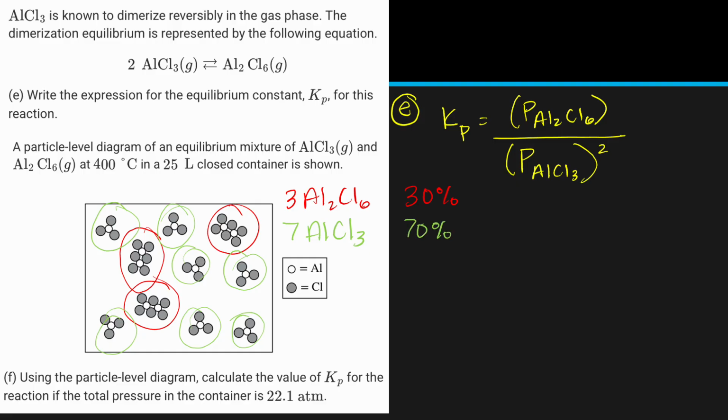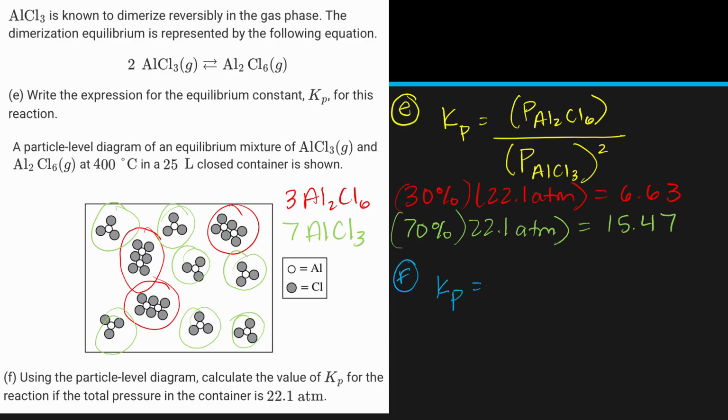So now we're going to take the percentage of our total pressure, so that is 22.1 atm. And for our product, we get a partial pressure of 6.63. And then for our reactant, we get a partial pressure of 15.47. So now that we have our partial pressures, we can go ahead and plug them in to our expression to solve for the answer of F, which is Kp.